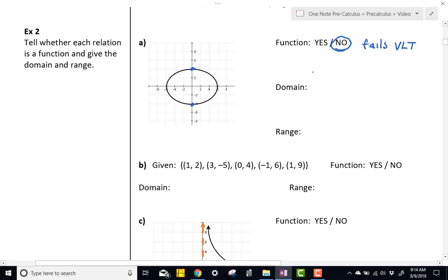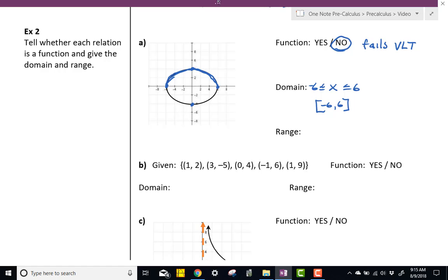Just because it's not a function, though, doesn't mean it doesn't have a domain and range. Domain is your x values. What's the smallest x value on my graph? It's over here at -4. What's the biggest x value on my graph? Oh, excuse me, that's -6. The biggest x value is +6. And everything in between is connected, all the way from -6 to +6. So we would say this as x is greater than or equal to -6, but less than or equal to +6, or I like intervals, -6, 6, done.